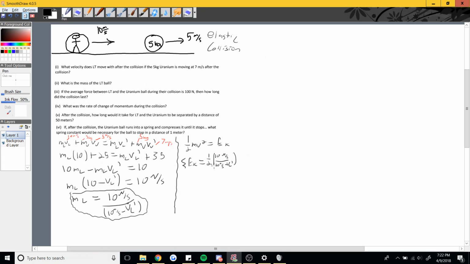Throw that in some parentheses to not get confused. Actually, you know what? I'm going to throw that in some red parentheses, because it's just easier that way. So that's our mass. That's the 1/2 times the mass. Now we're looking for that v squared.